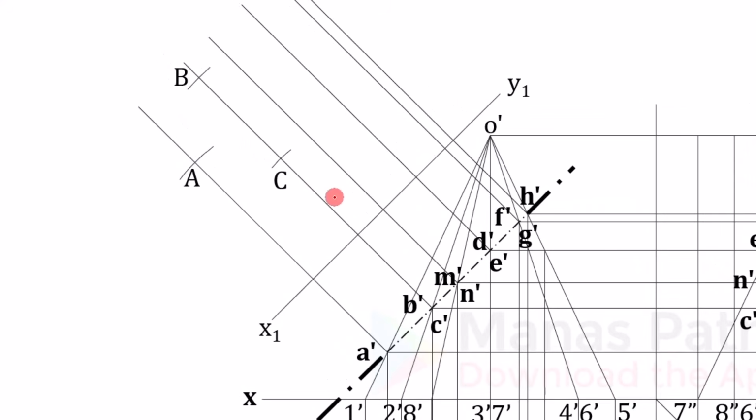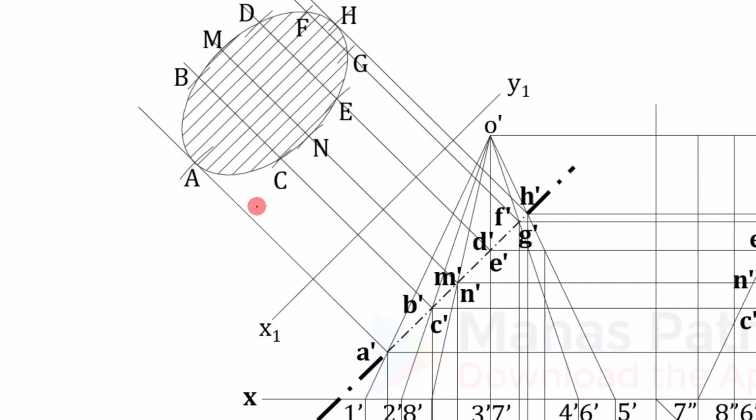In the same fashion you can obtain the remaining points M, N, D, E, F, G, H, and pass a smooth curve through all of these points. What you are going to have is a beautiful ellipse. Okay, and do the hatching. It is going to look something like this. Wonderful. That is the drawing.